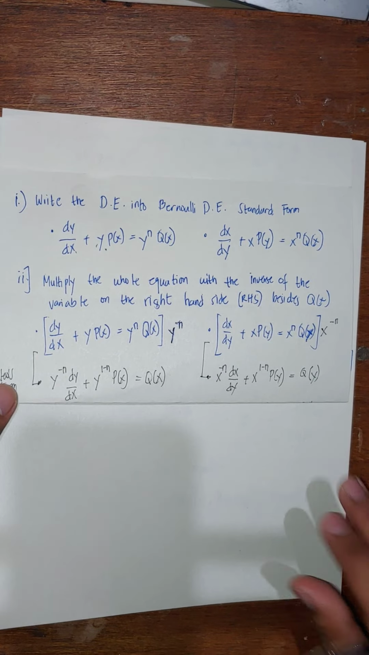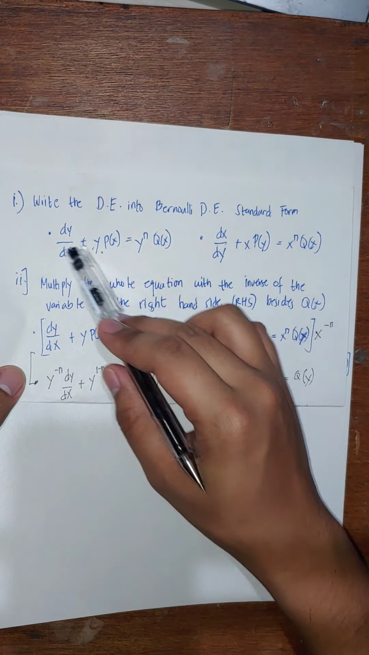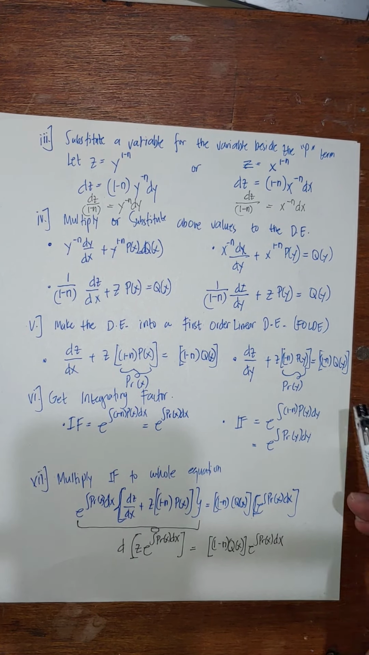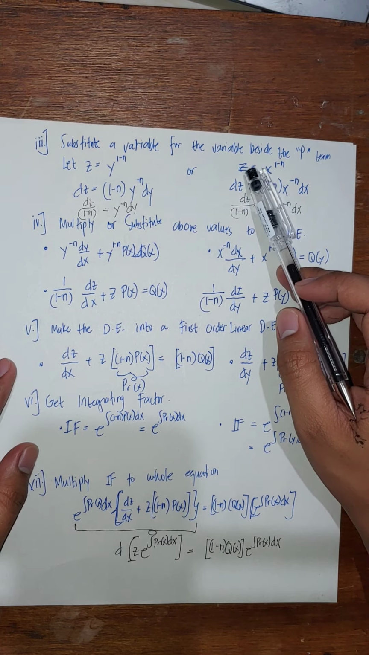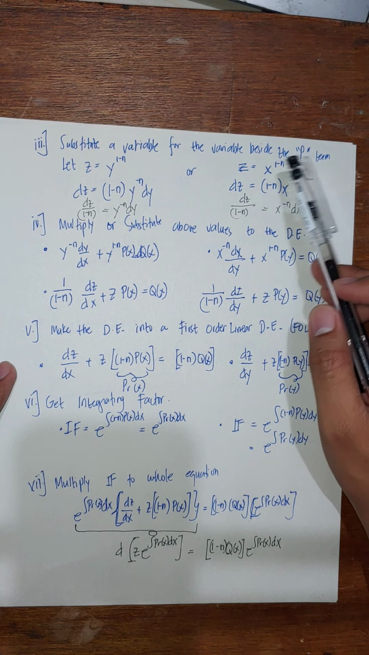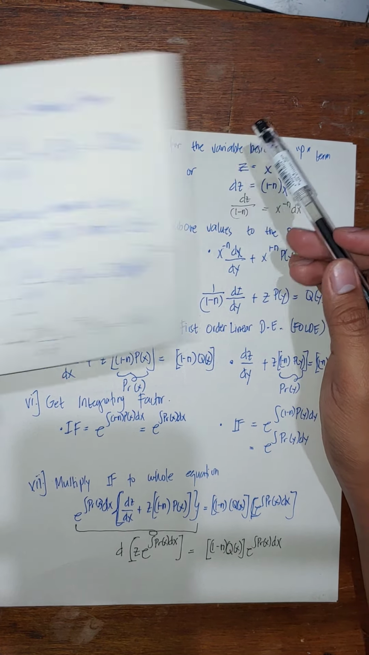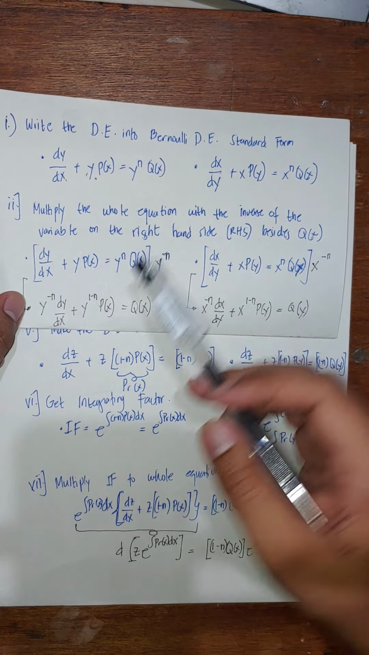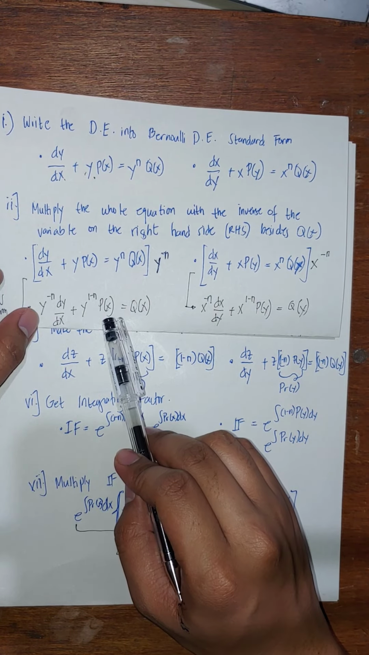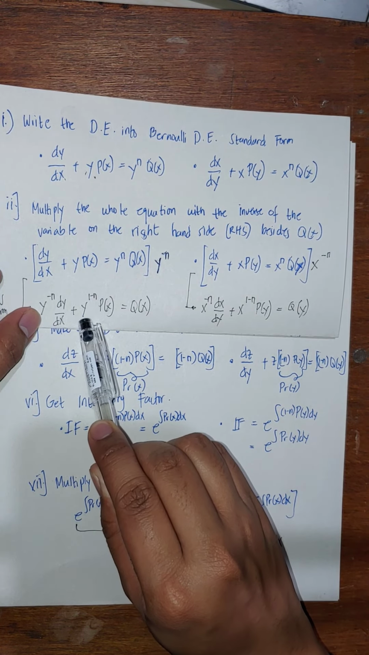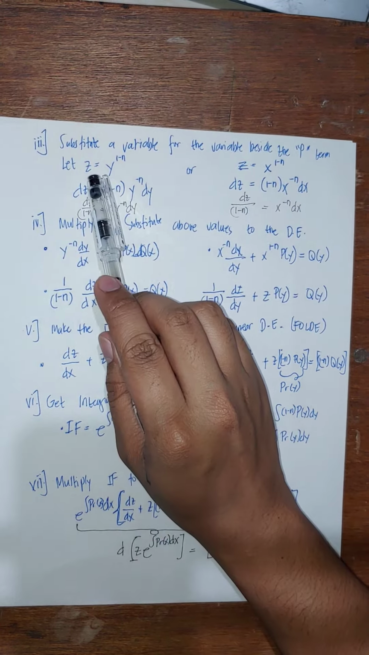Kaya ato siyang walaon tong variable diri nga y. So ato siya i-form into Bernoulli differential equation first. And then the third step, we substitute a variable for the variable besides sa p term. So di ba naman tay p of x or p of y. So katong abay ni p dire p nga term, so either p of x or p of y, himuon na to siya og variable z. So natay variable diri nga z.